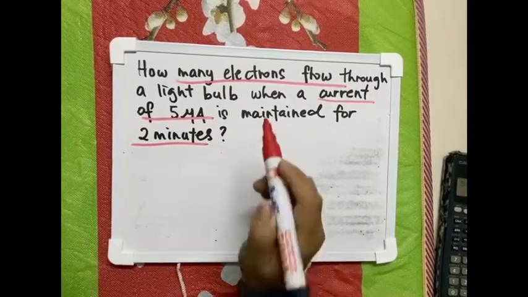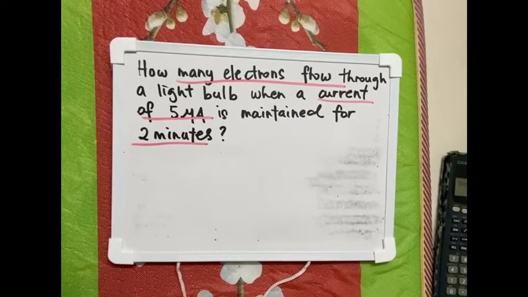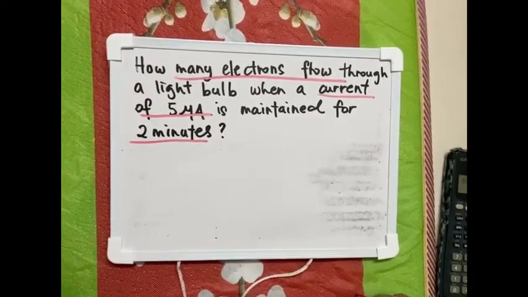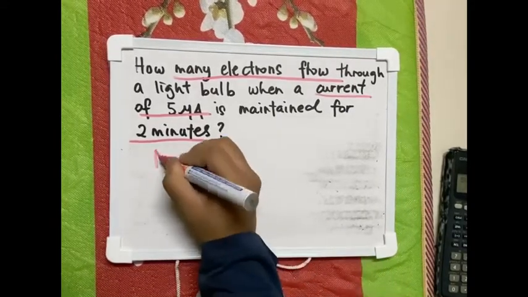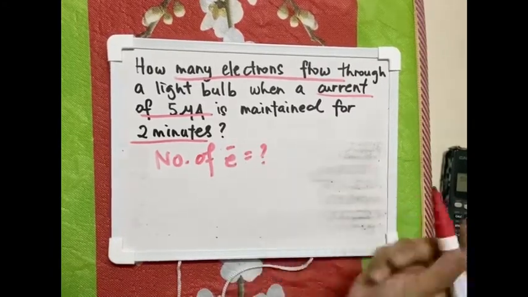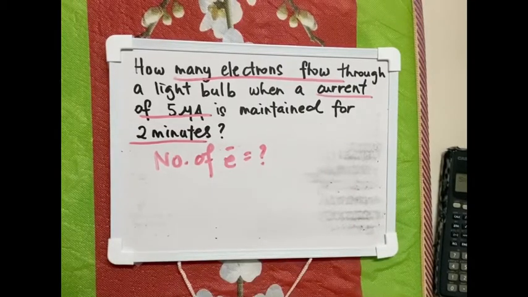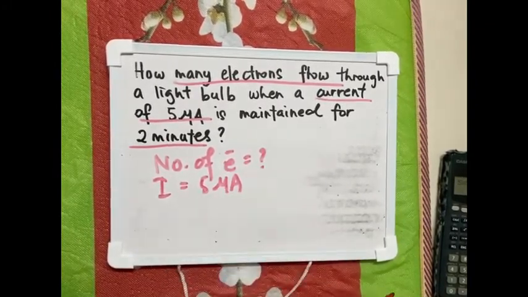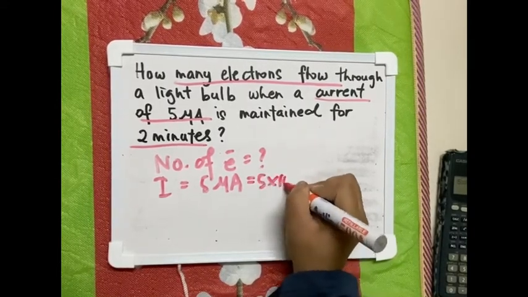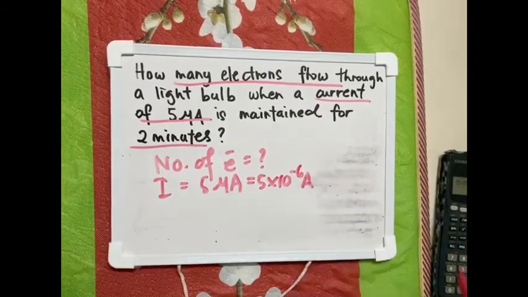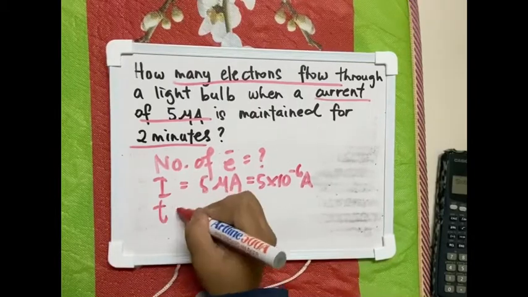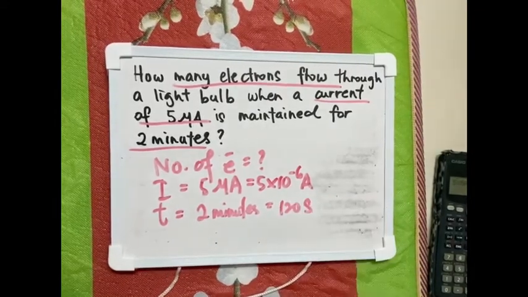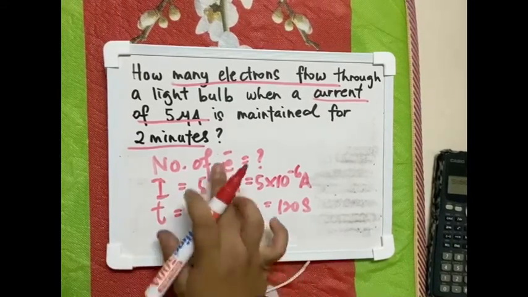Okay, so first we come out with all the information given from the question. The question asks how many electrons flow, which means we want to calculate the number of electrons, through a light bulb when the current of 5 microampere is maintained. So I is equal to 5 microampere. Micro here is the multiplier for 5 times 10 to the power of negative 6 ampere. Maintained for 2 minutes, so T equals 2 minutes, in seconds it is 120 seconds.